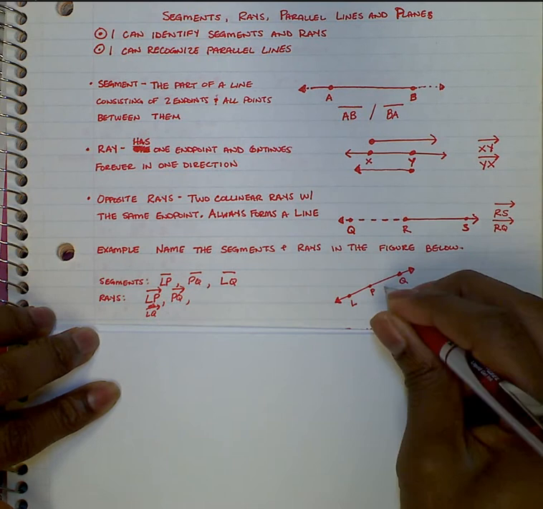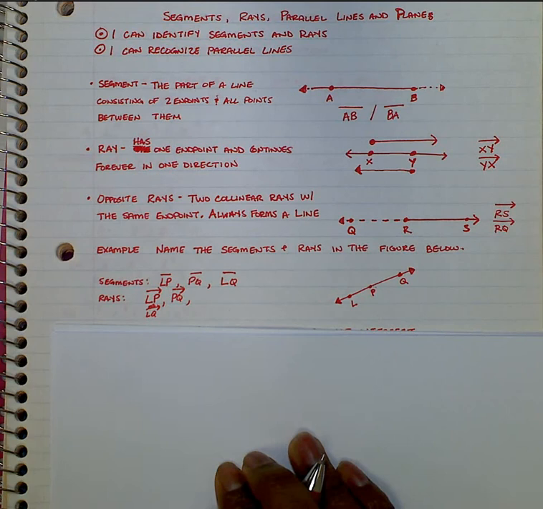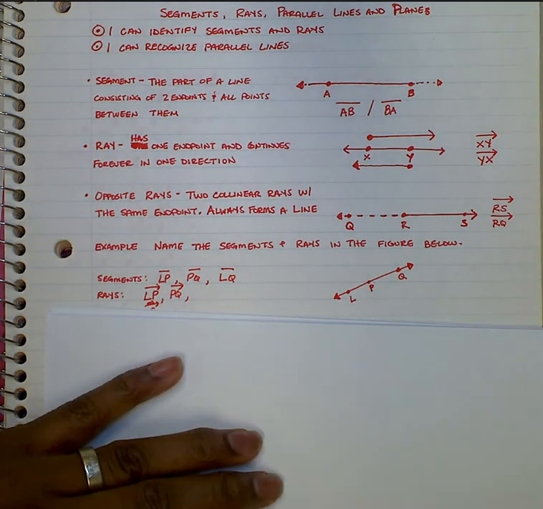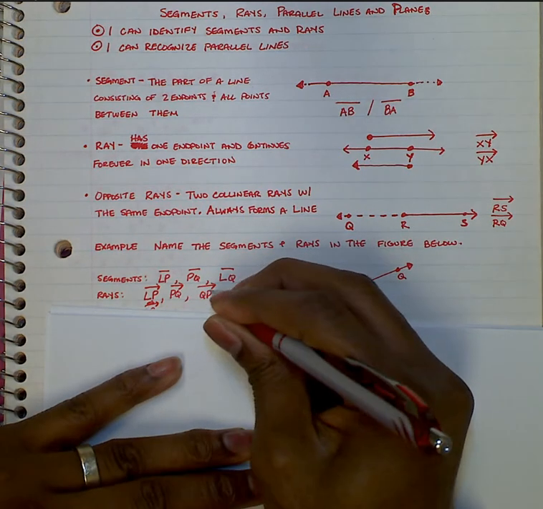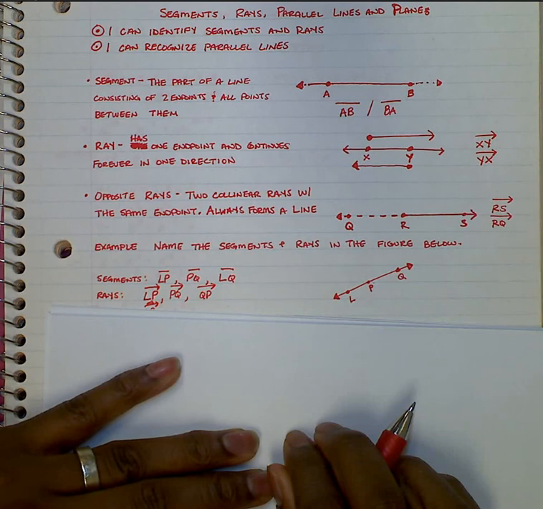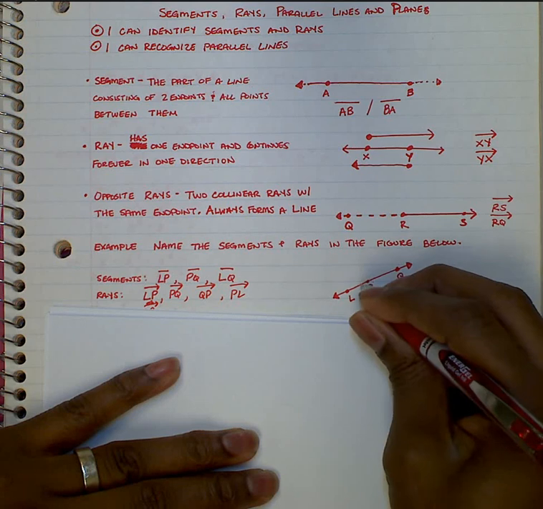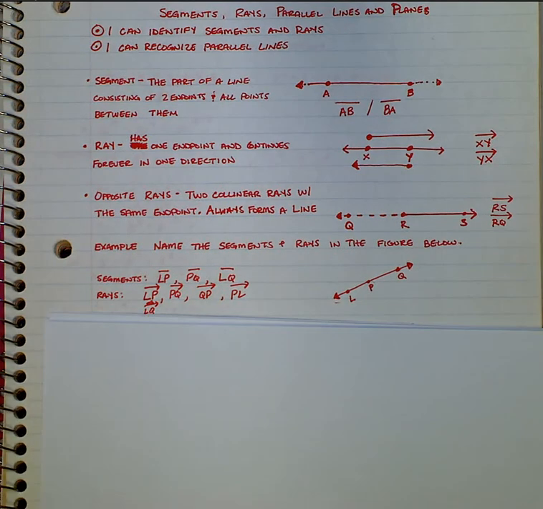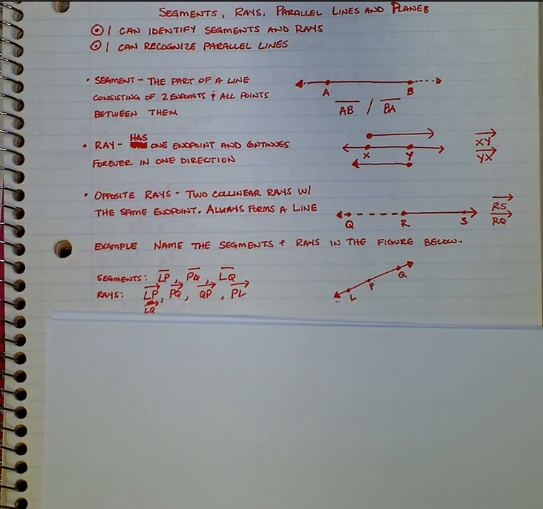Okay, ray PQ, from here to here, we could call it ray QP or QL. That will be the same thing. And then we could call it ray PL. Ray PL goes from P in L's direction. So that's us referring to all the different segments and rays in that simple diagram.